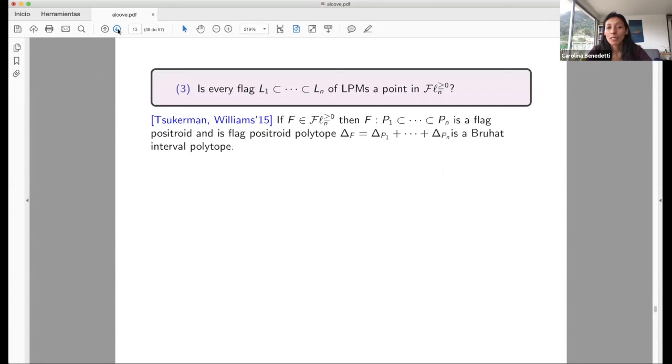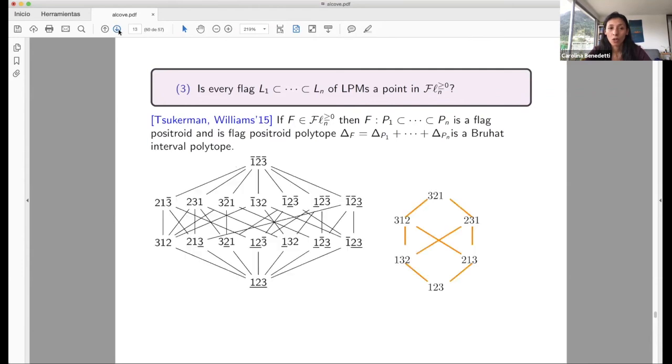So there is this very nice result of Lauren Williams and Zuckerman, and that basically tells you that you can think of these points in the non-negative flag variety as a flag matrix, moreover, a flag positroid. But if you think of this flag matrix as its matrix polytope, this flag matrix polytope is actually an interval in the strong Bruhat order.